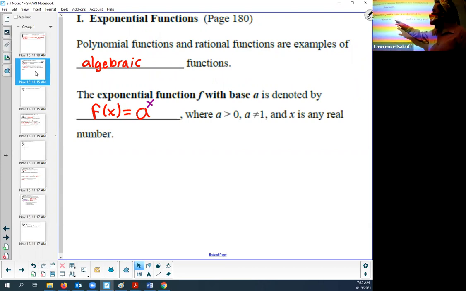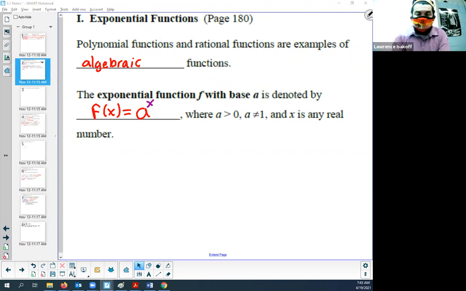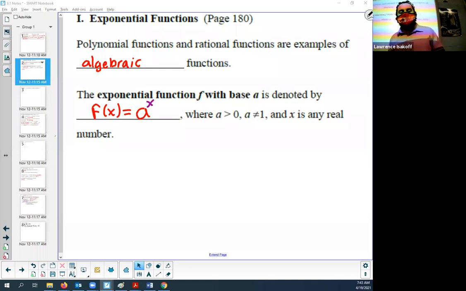Exponential functions with a base of a are denoted by f(x) = a^x, where a is greater than 0, a is not equal to 1, and x is any real number. In exponential functions, the variable is in the exponent. So anytime I have some number to the power x or 2x or whatever, that's going to be an exponential function.